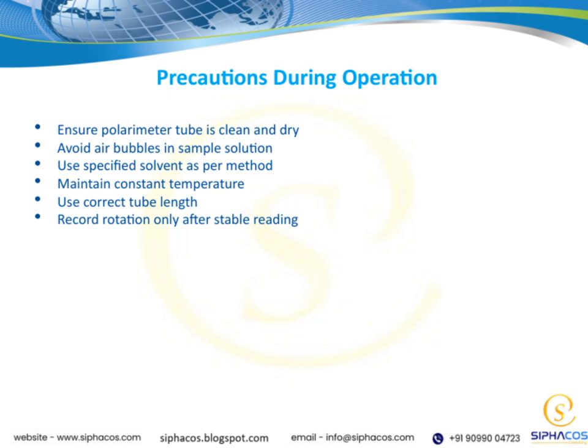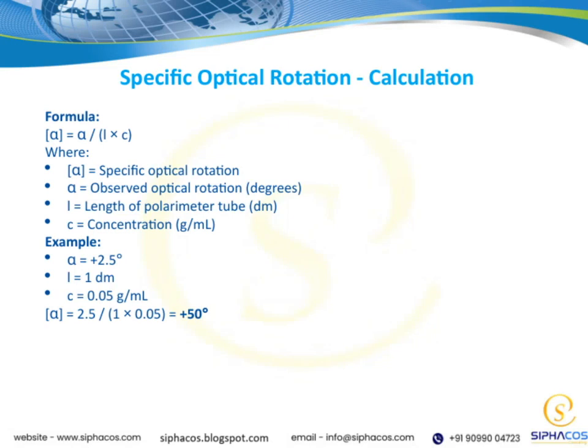Now, let's take a closer look at the formula for specific optical rotation. It's written as [α] equals α divided by the product of L and C. Here, [α] represents the specific optical rotation, which is a standardized measure. The α is the observed optical rotation, the degree to which the plane of polarized light is rotated by our sample. The variable L is the length of the polarimeter tube, measured in decimeters, and C is the concentration of our solution, expressed in grams per milliliter.